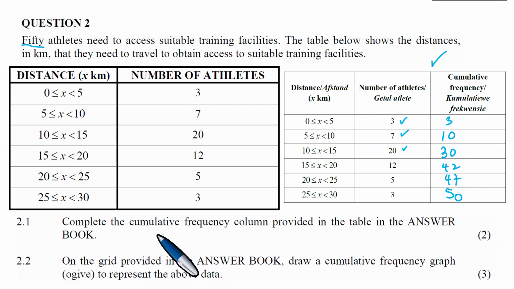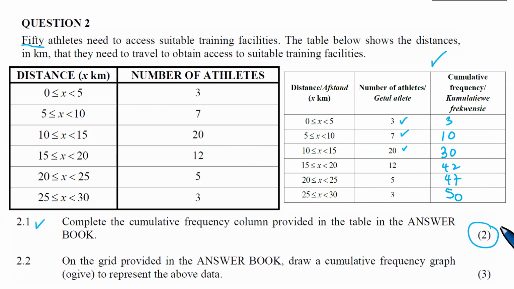So now complete the cumulative frequency column in the table. For 2 marks, we've completed the cumulative frequency table. You start with the top one, 3, and then 7 plus 3 is 10. Plus 20 is 30. Plus 12 is 42. Plus 5 is 47. Plus 3 is 50. And so on. So obviously now we're dealing with 50 athletes.